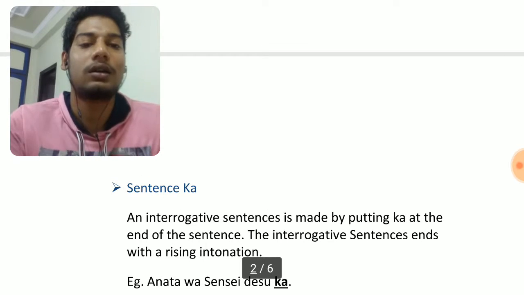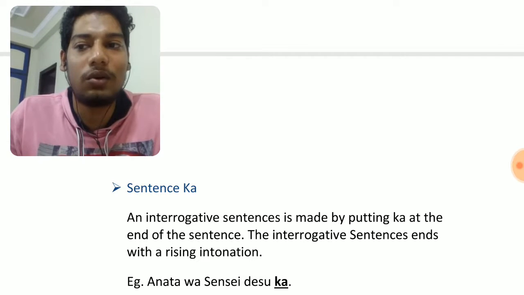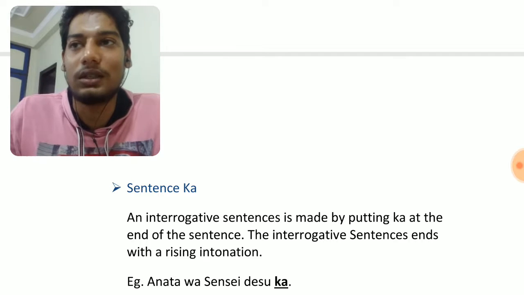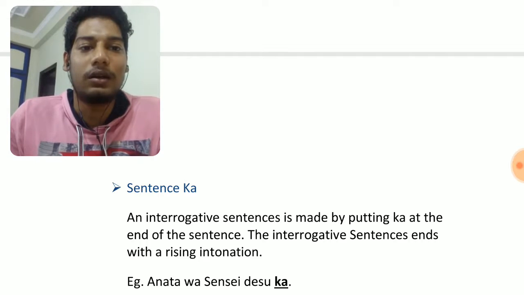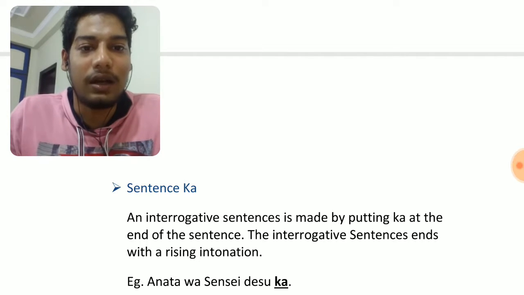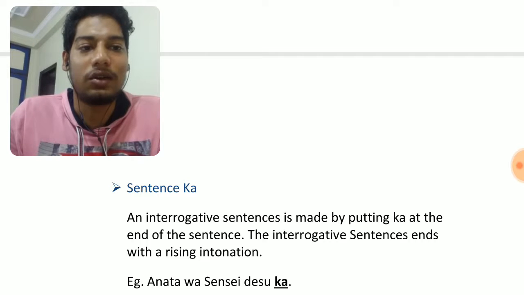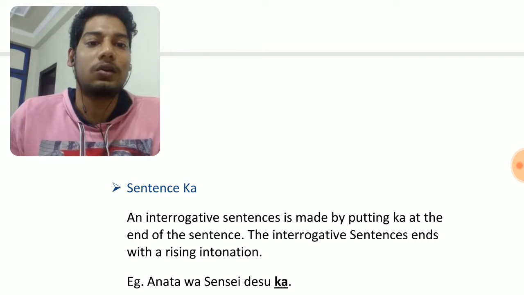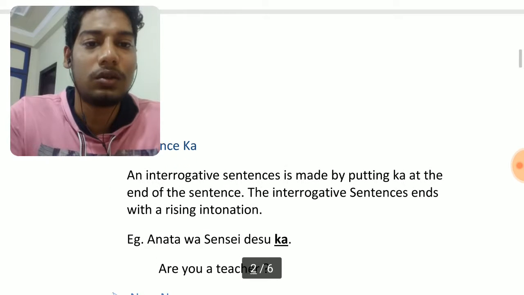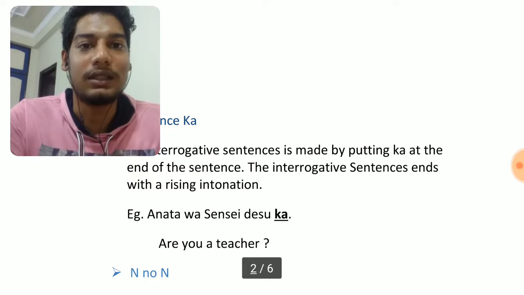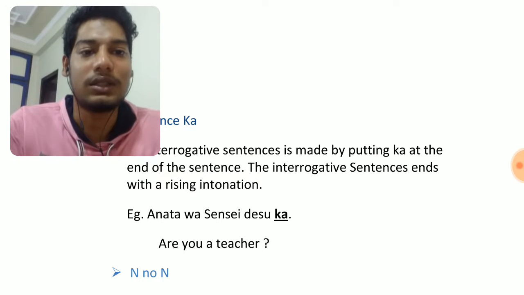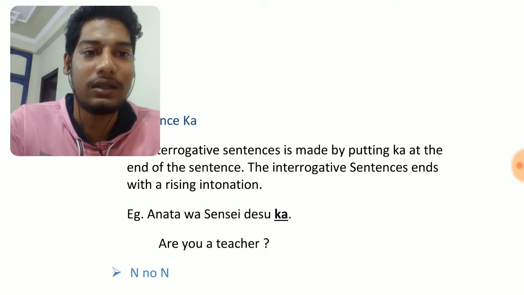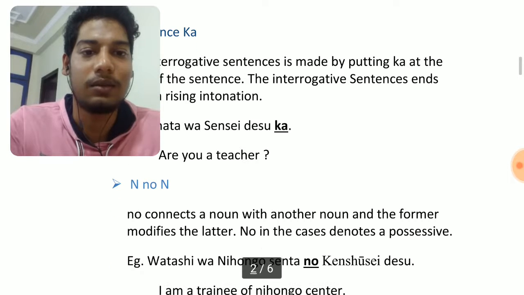Sentence ka. In Japanese, all interrogative questions end with ka. An interrogative sentence is made by putting ka at the end of the sentence. The interrogative sentence ends with a rising intonation. Example: Anata wa sensei desu ka? Are you a teacher? So ka creates the question.